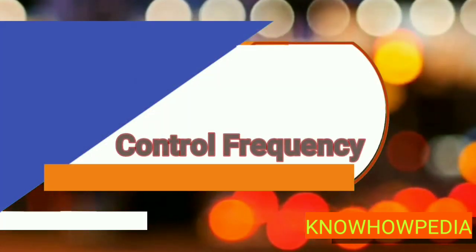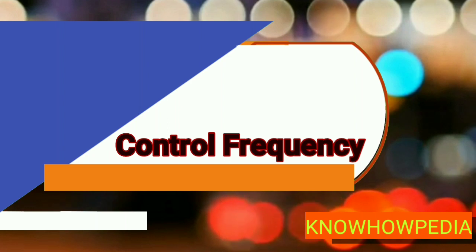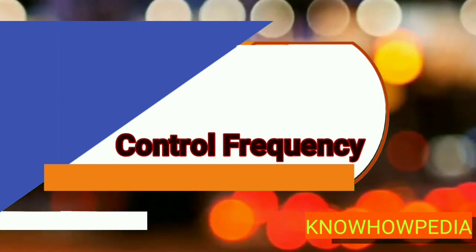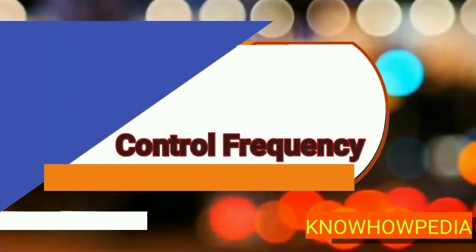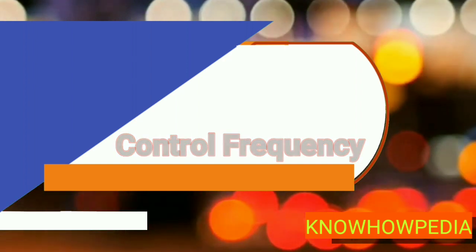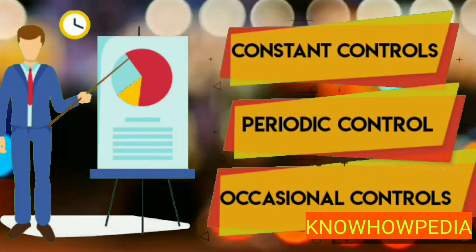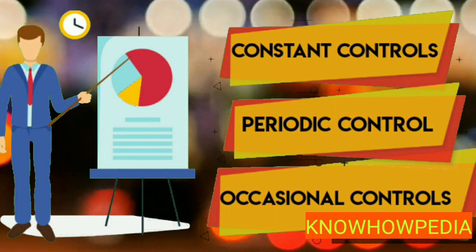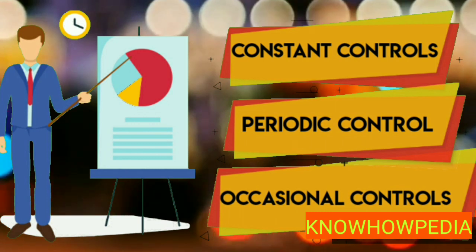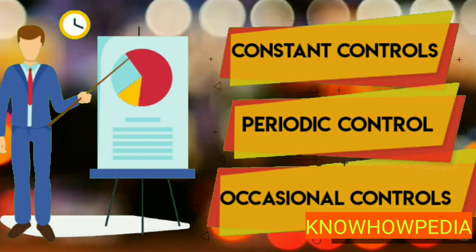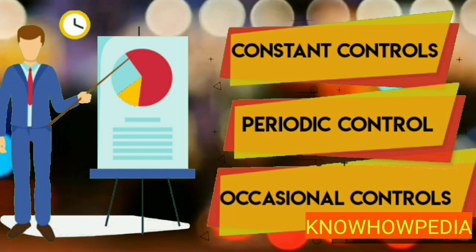And the next topic we're going to discuss now is control frequencies. Control frequencies means how frequently you are doing controlling, or how often you are doing controlling during the process. The first type of control is called constant control, the second is periodic control, and the third one is occasional control. Let us look at the constant control now.